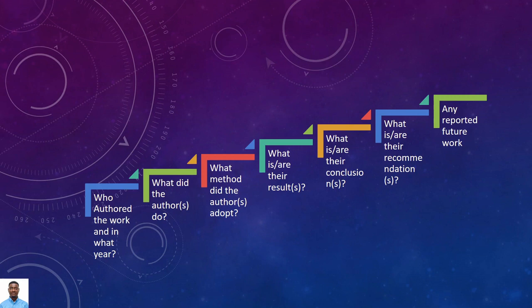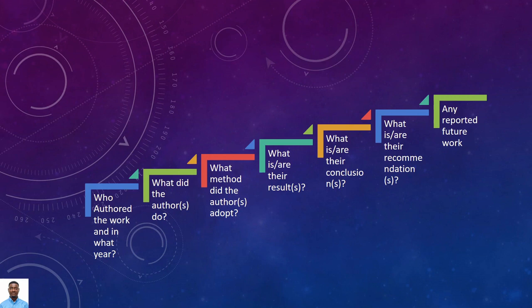So once you have gotten journal papers and conference papers that are centered around your topic, then for every thesis, there's always a chapter 2 or a chapter where you do the literature review. So how do you now review a paper in your own write-up for your research? So here are the 7 steps. Number 1 is who authored the work and what year. So the first thing is who authored the work and what year was that work published.